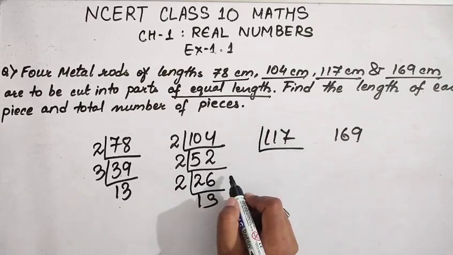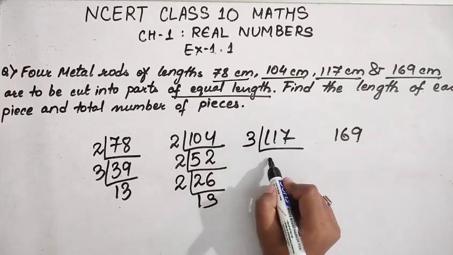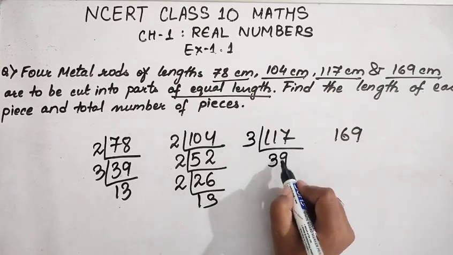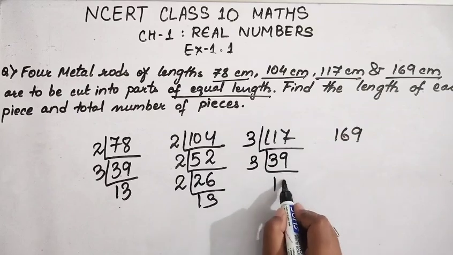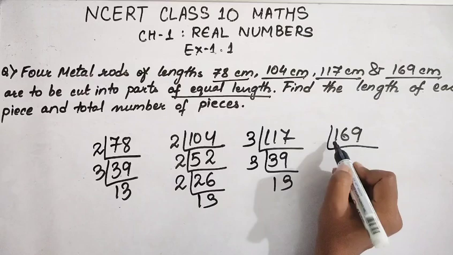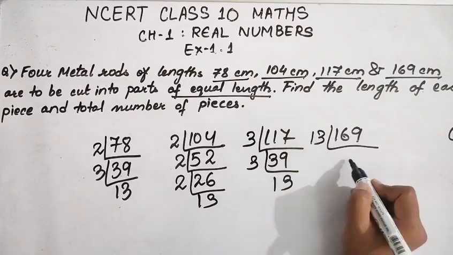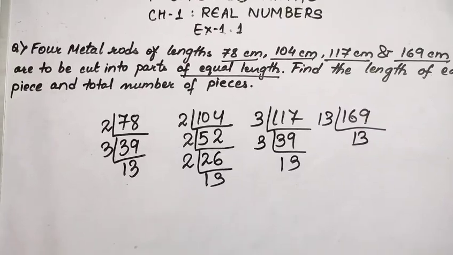This is a tricky number. This is divisible by 3. Yes. 3 into 3 is 9, and 3 into 9 is 27. Again, 3 into 1 is 3, 3 into 3 is 9. This is a square of 3. So we can directly write it as 13 into 3 into 3.